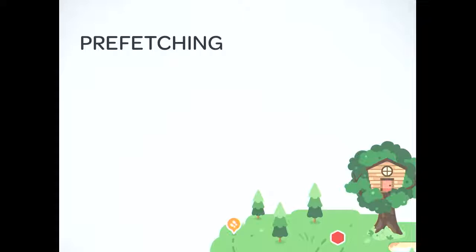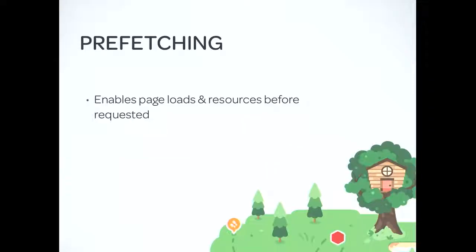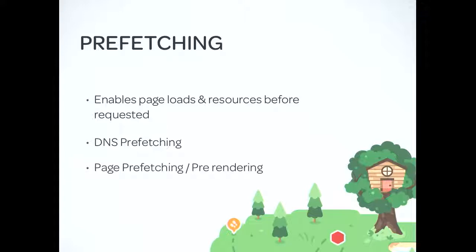Another thing that can increase performance is prefetching. Prefetching is an HTML5 feature that enables the loading of pages and resources before the user requests them. The browser can download them ahead of time, and it cuts out a lot of the overhead involved when downloading pages and resources. Now, there are a few types of prefetching, but here we'll go over DNS prefetching and page prefetching and pre-rendering.